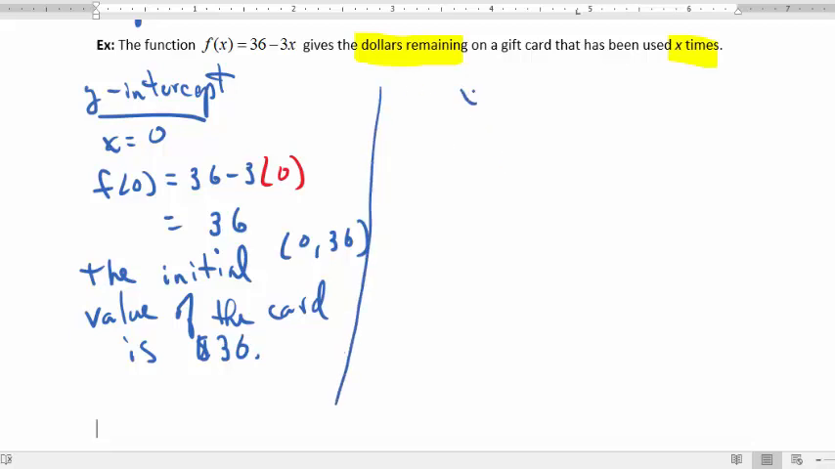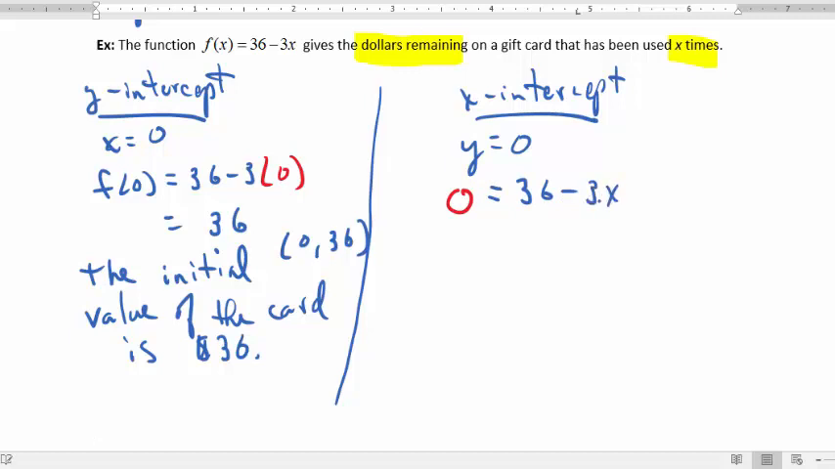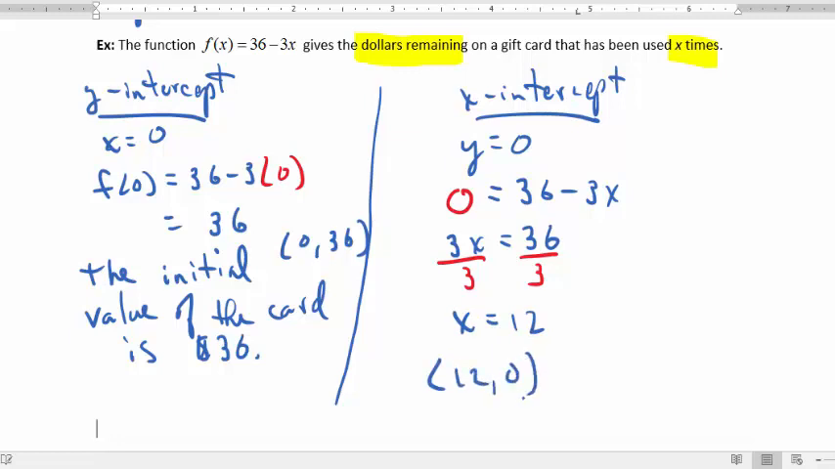And then in this case, our x-intercept is also going to have a meaning, actually. So the x-intercept, you're going to let y equal 0. But again, remember, f of x is really y. So what we're doing here is we're replacing the whole left side with 0. So we have 0 equals 36 minus 3x. If we add 3x to both sides, we'll have 3x equals 36. And then if we divide both sides by 3, we'll get x equals 12. So then this ordered pair is 12, 0.